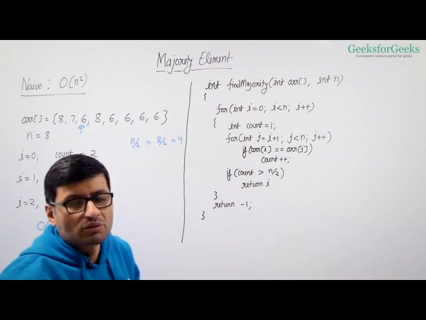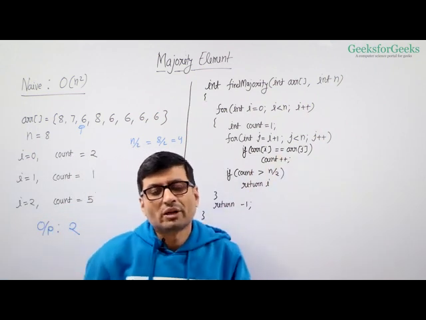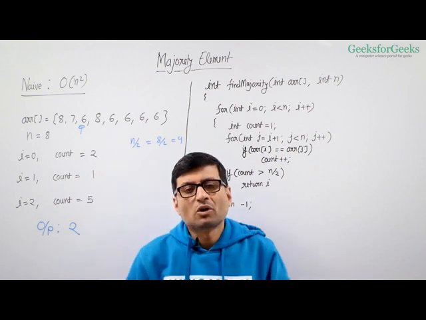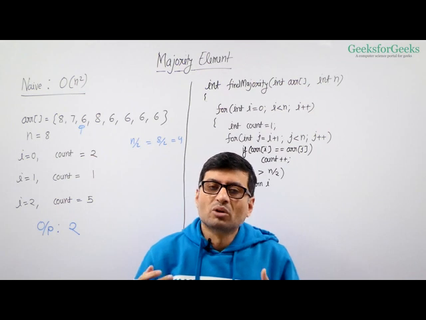And this naive solution works in big O of n square because there are 2 nested loops and the overall time complexity is big O of n square. Now please pause this video and think of an approach that works in big O of n time.